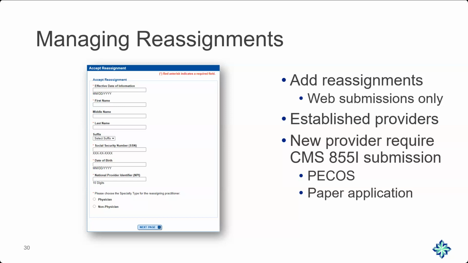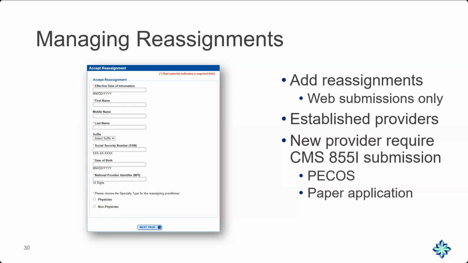So they're compartmentalized. There's the provider's individual information, and then there's the reassignment information. And the organization can manipulate their specific reassignment information, not any of the other organizations that that individual may reassign to, just those that are affiliated with them.